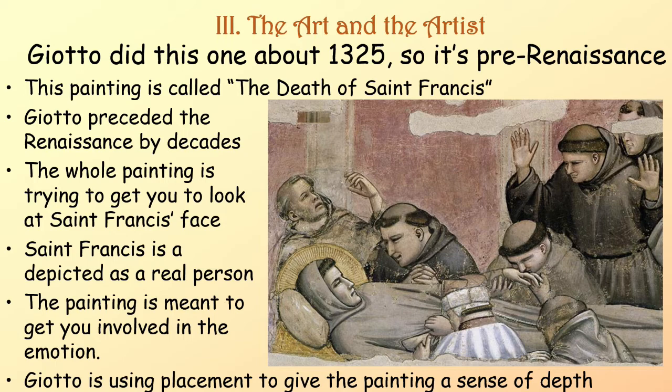And notice how it directs your eye downward and to the left by the lines of the men who are standing up and kneeling down and looking at St. Francis. You almost think, oh, what are they looking at? And subconsciously you're looking down to the left. He's also using placement to give that painting a sense of depth. You've got one monk in front of another one and in front of another one in the upper right. And so that lets you know that things are already headed in this direction of more realism, more emotion, more individuality.